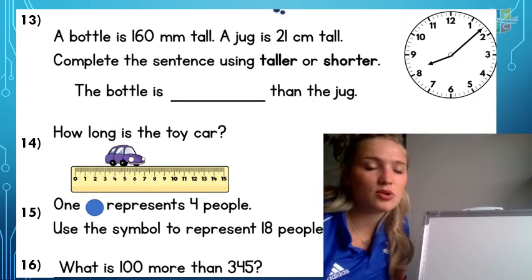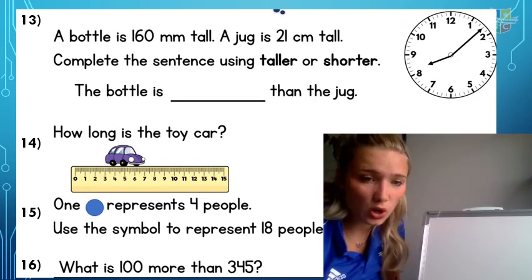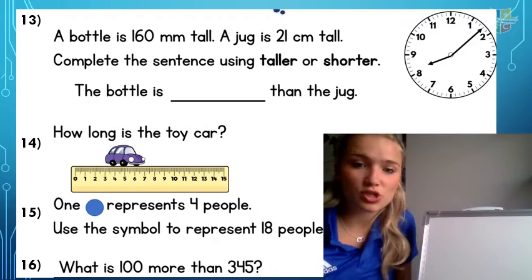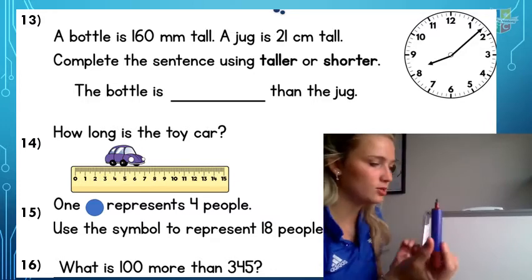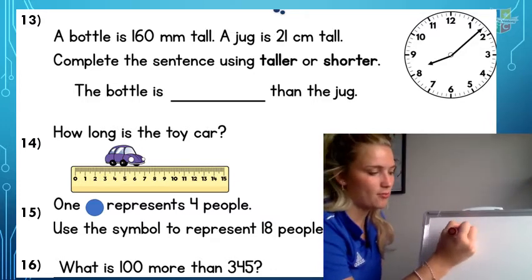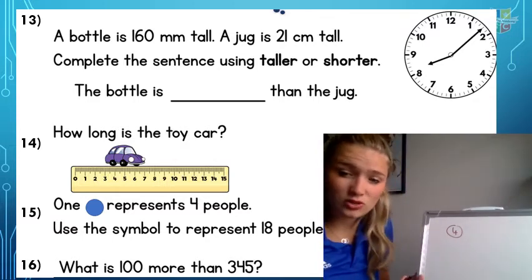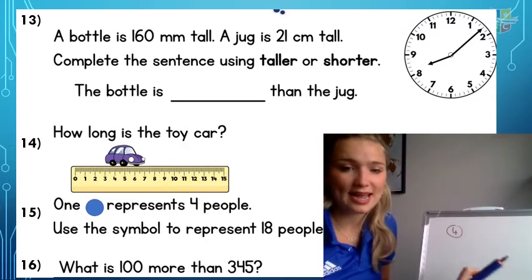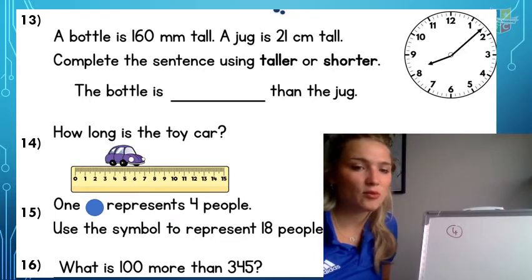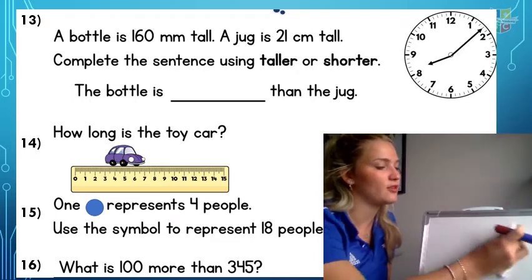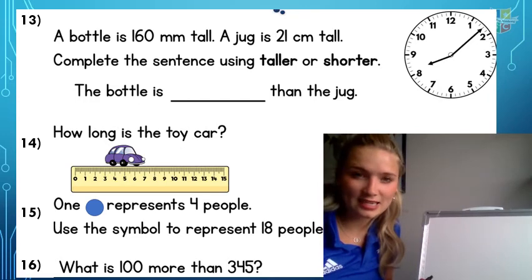Number 15, you want to use a circle to represent 4. So using the symbol, can you show me 18? So think about if one circle represents 4, how many circles? You might even need some half circles or quarter circles to represent 18. And 16, what is 100 more than 345? So that one should be a nice easy one.